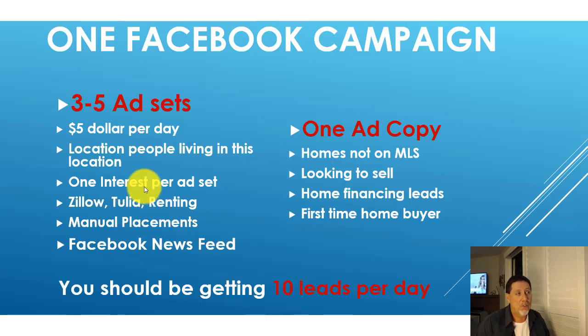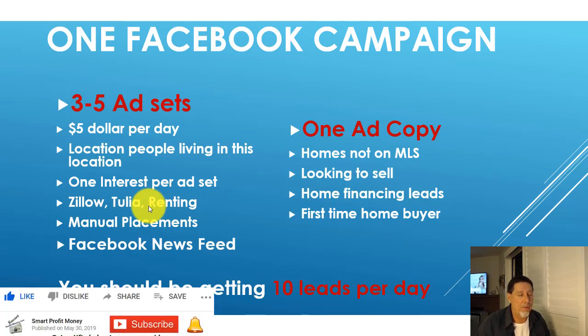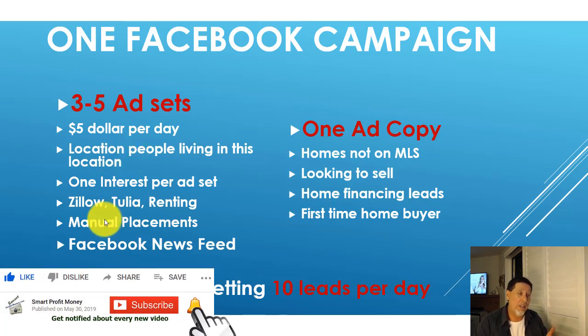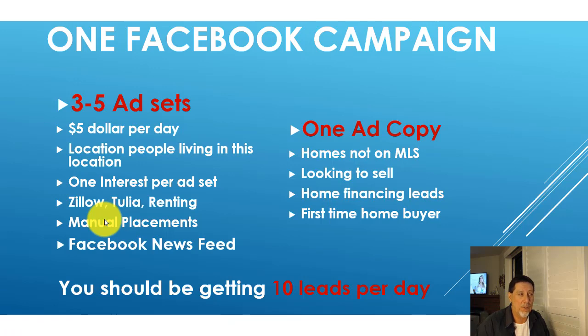Your interest should be 1 interest per ad set. I know many people will do 4 or 5. Doesn't work. If you want to get the targeting done right, we've tested this over and over. We always do 1 interest per ad set. Now what I mean by that, like I usually run 3 ad sets. It's basically $15 per day if you're trying to figure it out, like exactly what I'm trying to do.